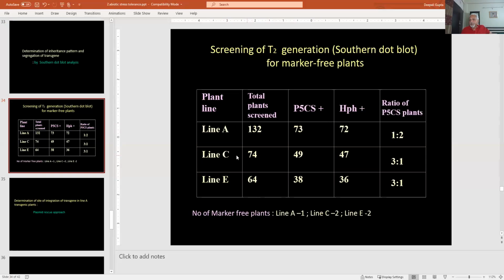So if you see, of the 3 lines we checked, 2 lines followed a 3:1 ratio. So the transgene which got integrated is following the Mendelian pattern of inheritance.